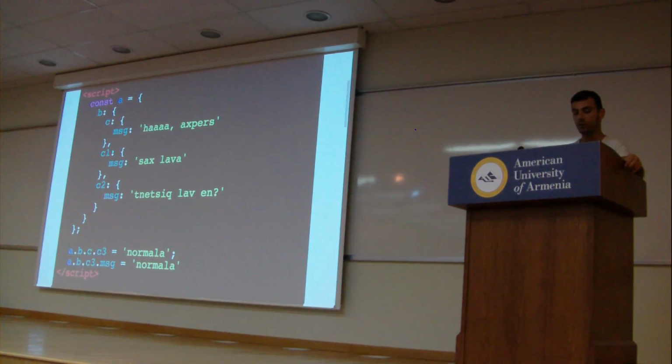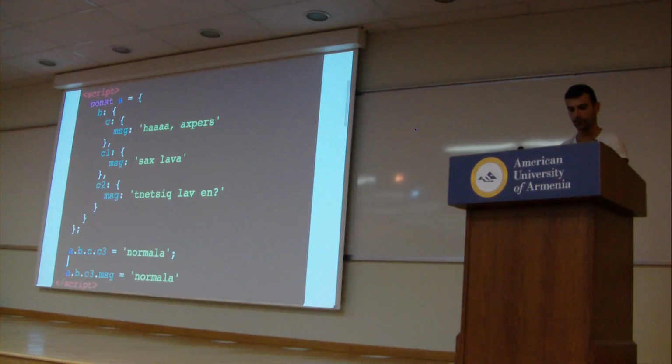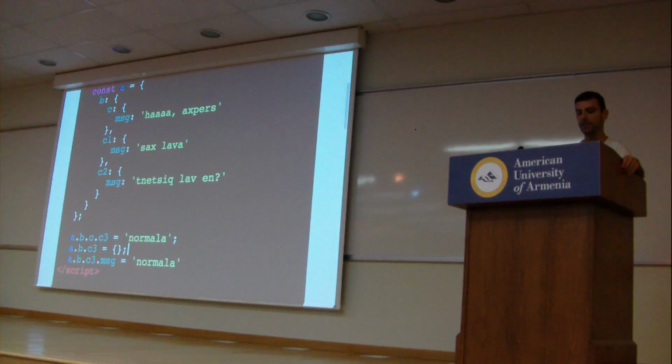Okay, that's why. Or you could do this too. A dot B dot C3 is an object, and then you can do A dot B dot C3, which is now the object, dot message should be normal. Fine. Why is this wrong? What would happen here?